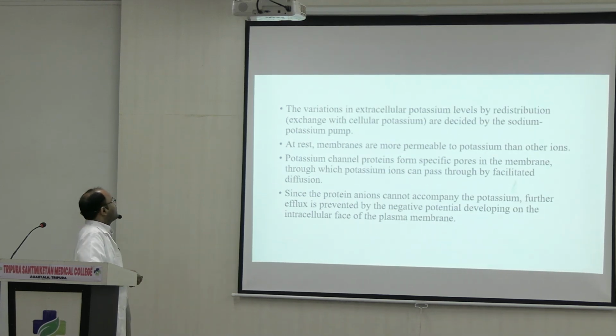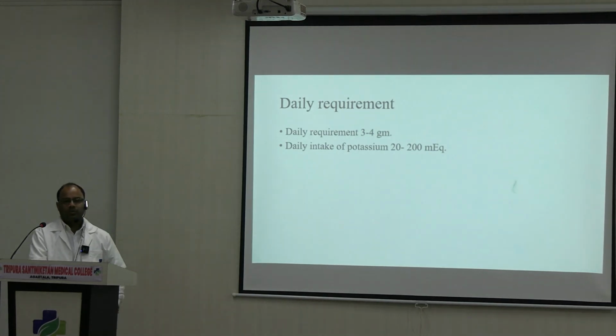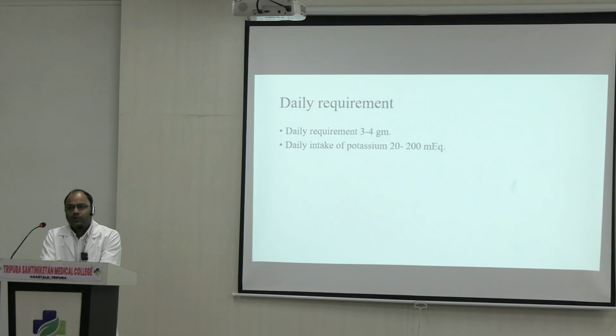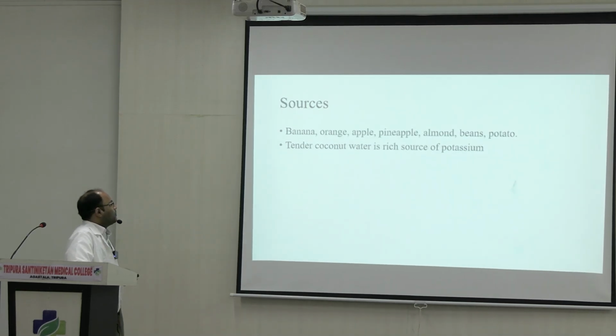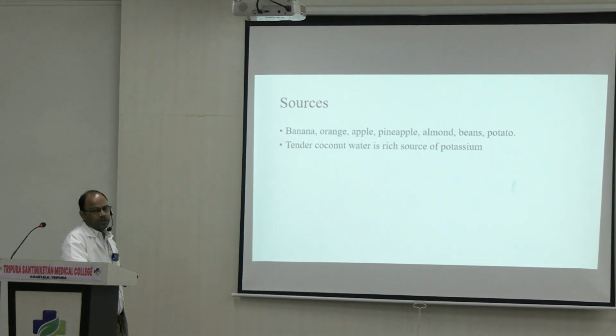Next, the daily requirement is up to 3 to 4 grams. Dietary intake 20 to 200. 1 milligram is equal to 39.2, most probably, I do not remember, milligram. Okay, by this way you can calculate. Sources: banana, orange, apple, pineapple. Mainly fruits contain a plentiful amount of potassium.